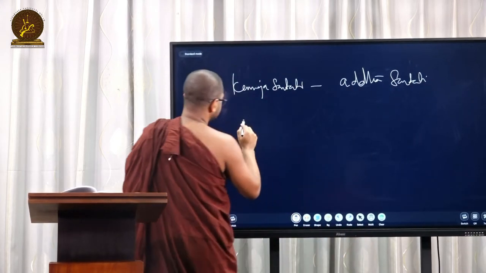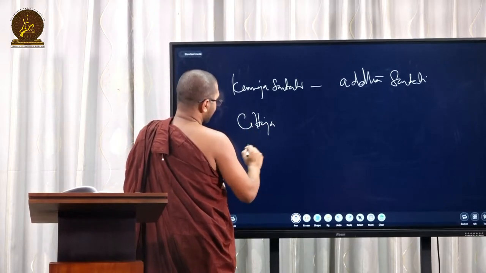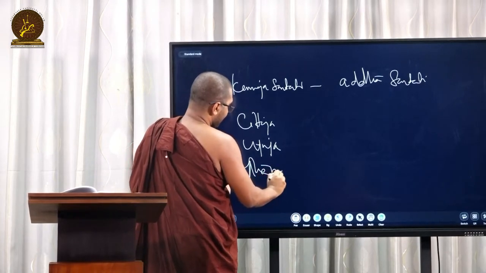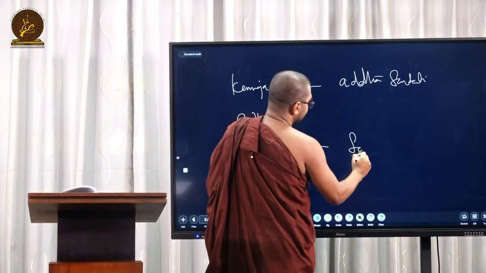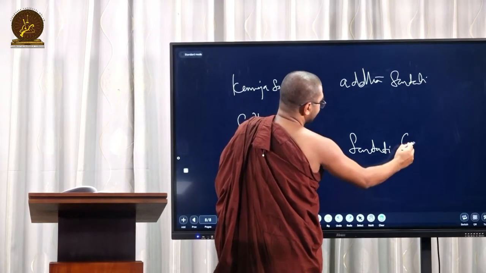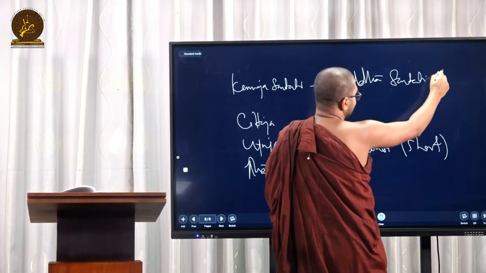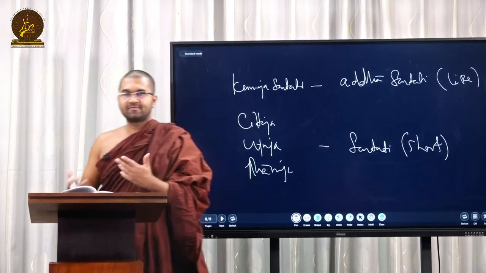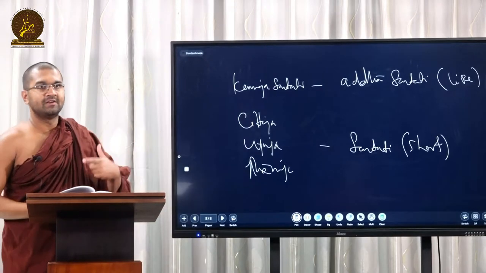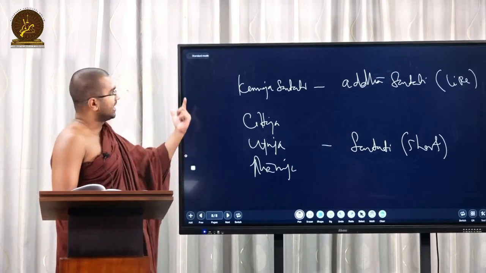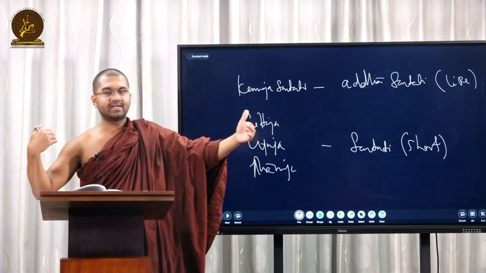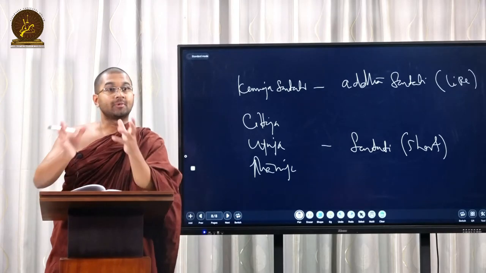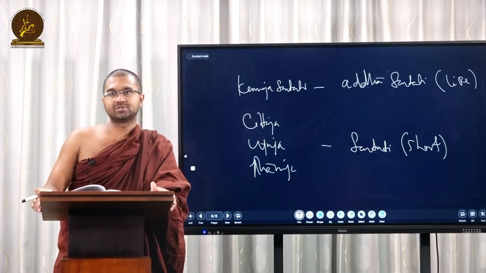Then chittaja, utuja, and aharaja are just santati pachupanna, short ones. This is the entire one life. So when we come to the lessons on kammaja rupa, utuja rupa, aharaja rupa, when I talk about kammaja santati, I'm referring to a process which lasts to the end, throughout the entire life. When we talk about chittaja, utuja, aharaja santatis, we are talking about short processes, short generations.